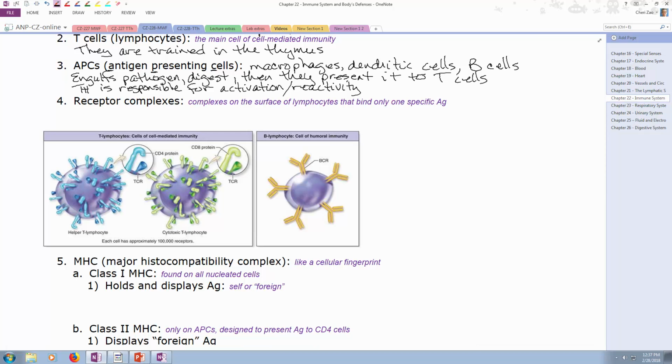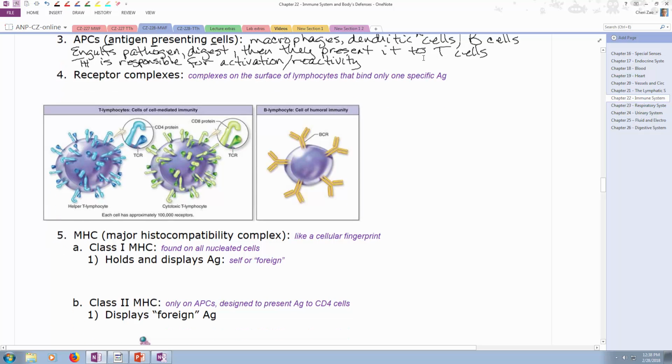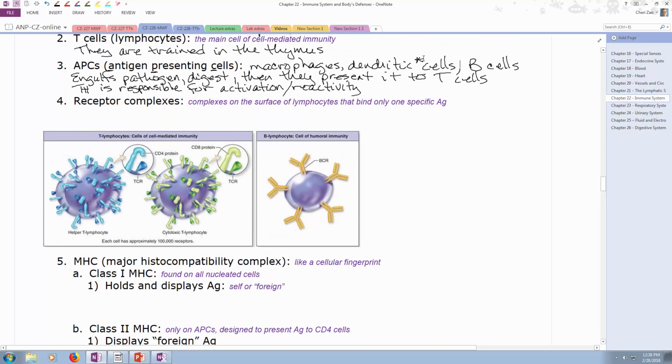Dendritic cells are kind of the best at this, but macrophages do a good job and B cells do too. Receptor complexes. So we're going to have to be able to have something dock here if we're a receptor. Indeed, they're protein complexes on the surface of our lymphocytes that are designed to bind only a specific antigen or antigenic determinant.